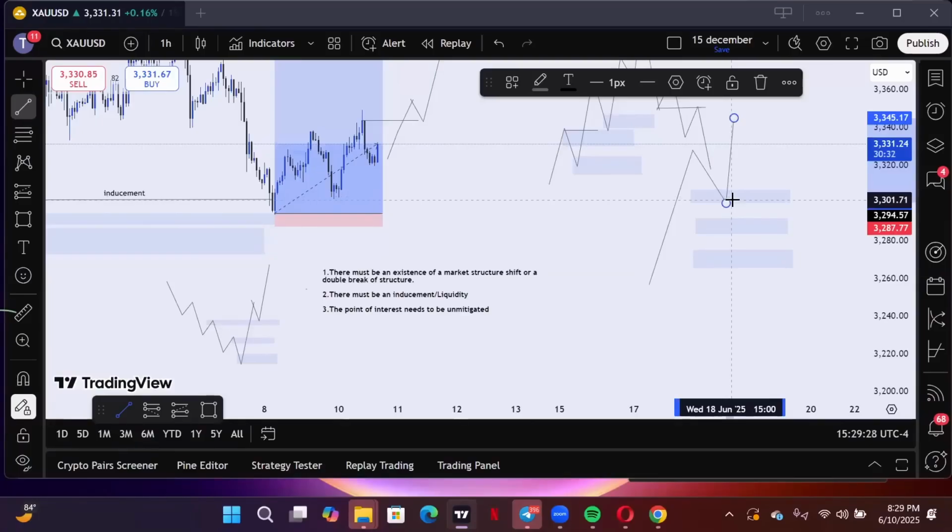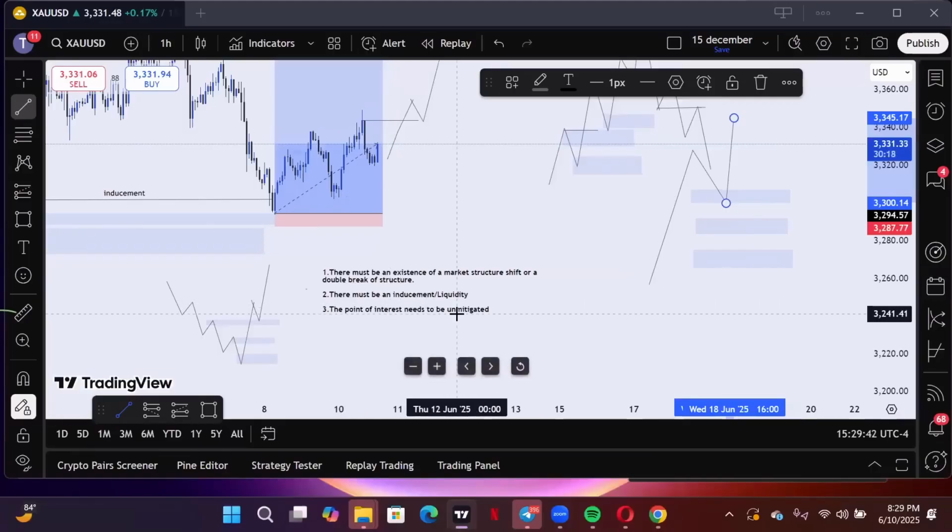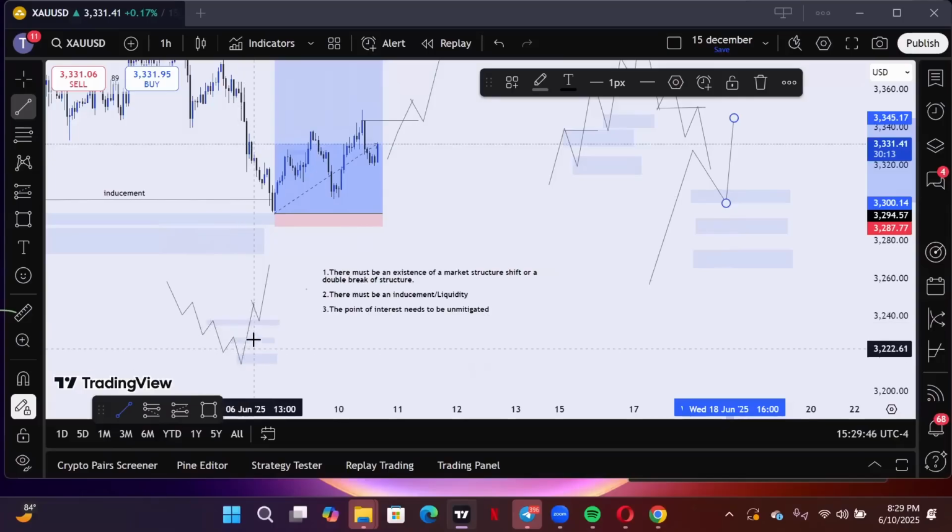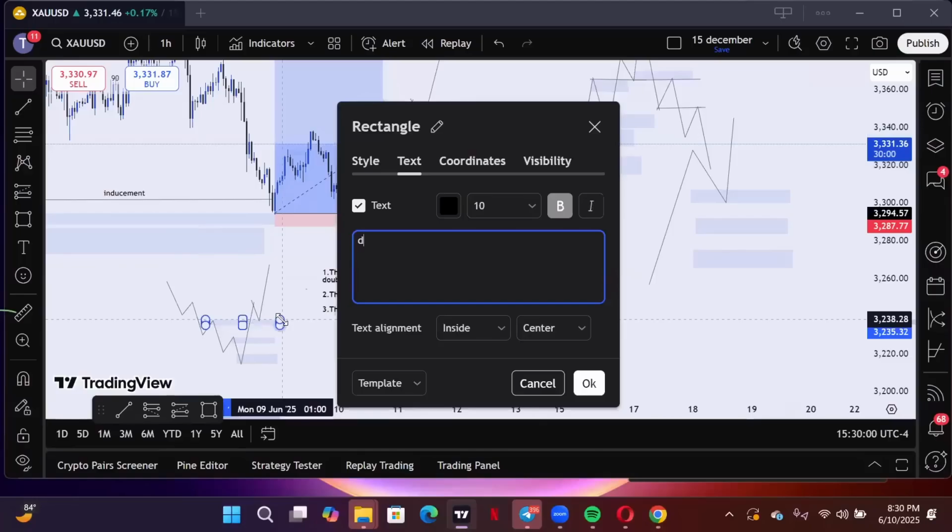So any point of interest that market touches after the structure shift, that point of interest has been mitigated. So it's telling you that any point of interest that you want to pick should be unmitigated, the one that market has not yet touched, especially when it's creating inducement. So if you pay attention, the market was on this downtrend and it gave us the structure shift to the upside. While market was pulling down to create inducement, this particular breaker block here, market touched it. So it means that this breaker block has been mitigated. So automatically we have disqualified this breaker block as an entry. So this is disqualified.